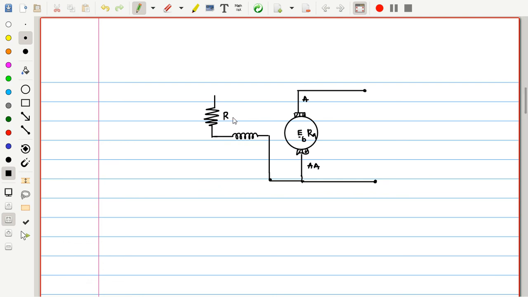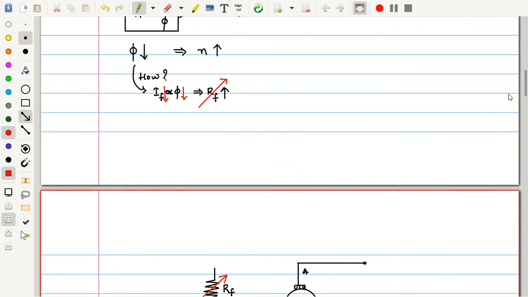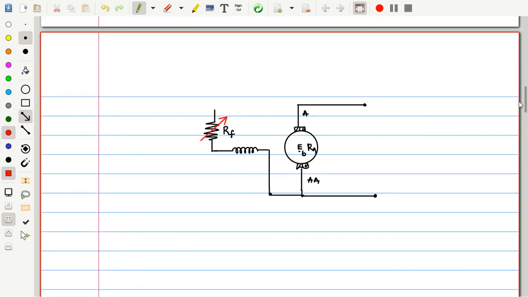What I do is externally connect some field winding resistance, which can be varied and increased. Assume that initially it is kept at minimum. Then I can change the field winding resistance. If the field winding resistance is changed, as I showed you here, the field current will decrease, thereby flux reduces. If flux reduces, speed increases. This is the speed control method.